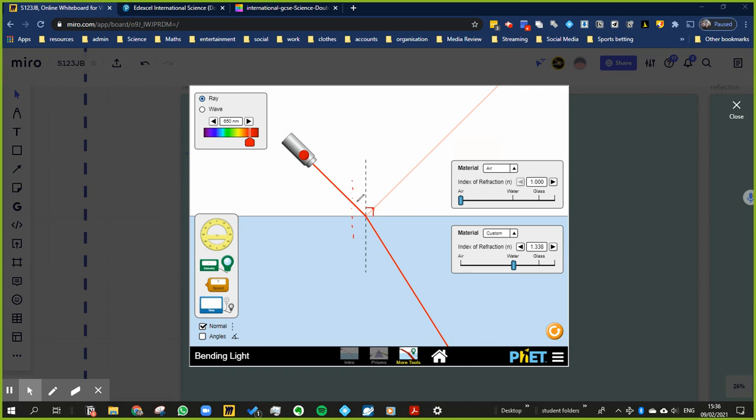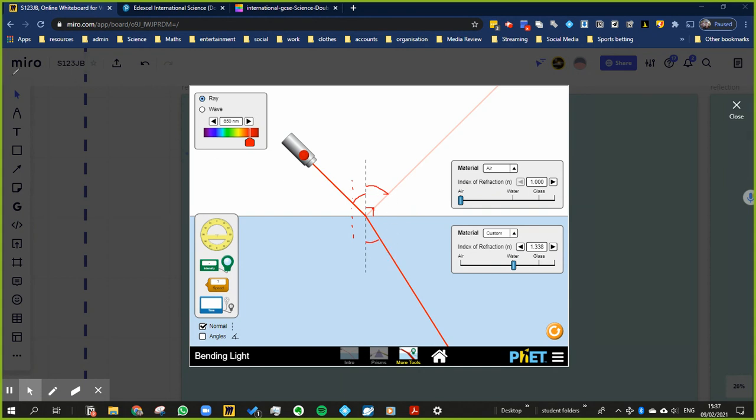So the angle of incidence, or the incident angle, is that angle there. The angle of reflection is this angle here, and the angle of refraction is this angle here. The ray of incidence is this ray here. The ray of reflection is this one here, and the ray of refraction is this one here.